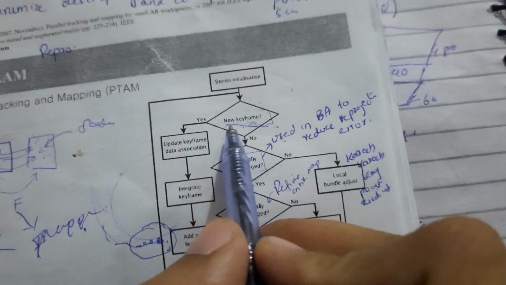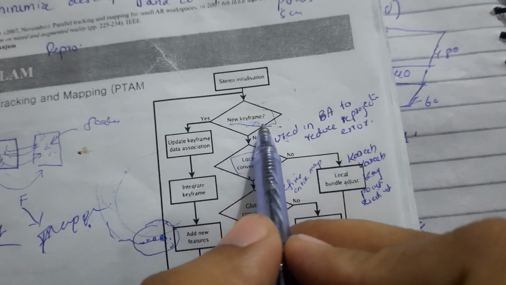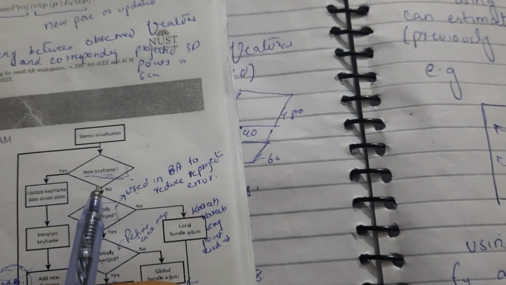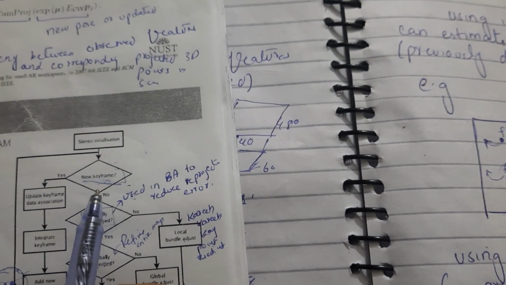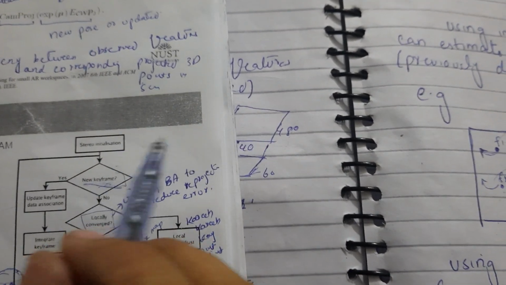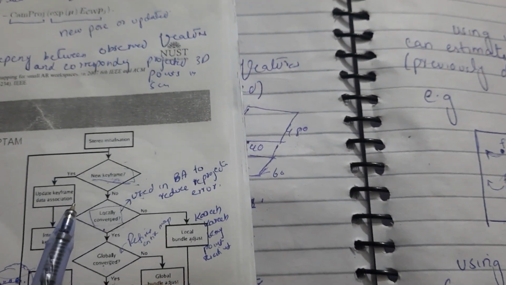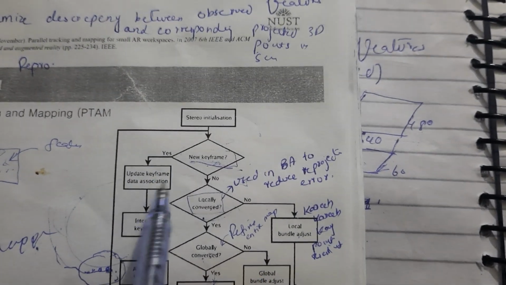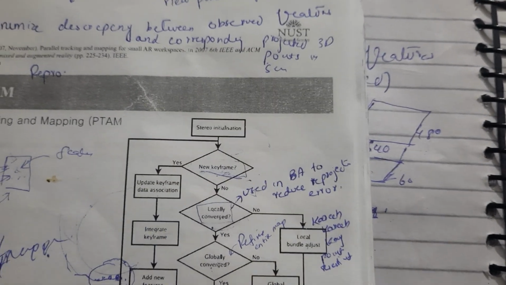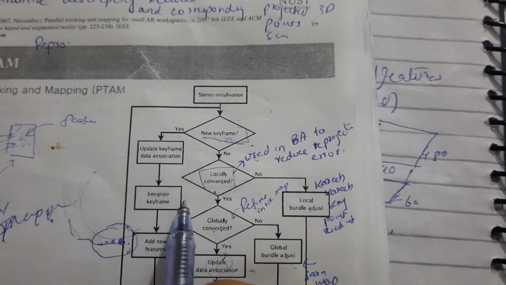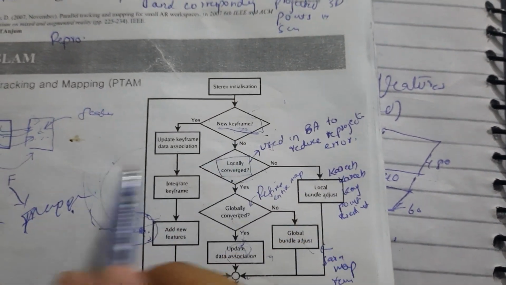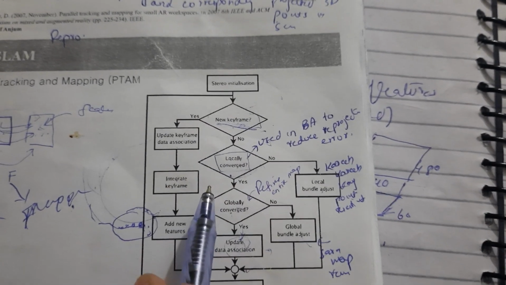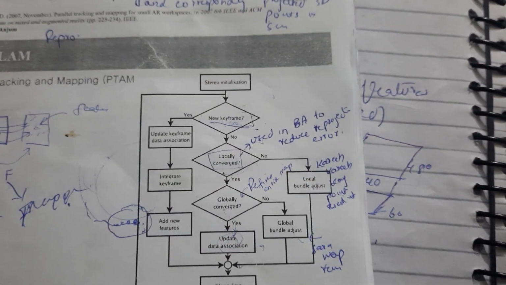Now, what if you want to consider it as a new keyframe? For example, the camera moved to a path in which you want to consider the incoming frame as a new keyframe. Why? Because maybe you now have new features in the next keyframe. So yes, it is a new keyframe. Update keyframe data association. You will update your keyframe data and then integrate the keyframe. Then you will integrate this keyframe in your map, or use this keyframe to build and expand your map.